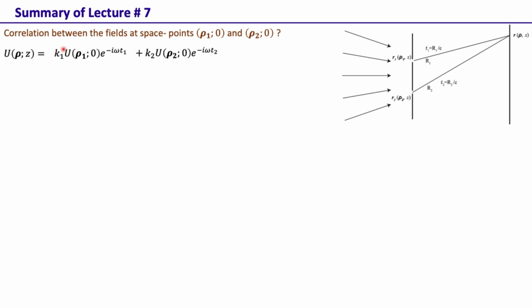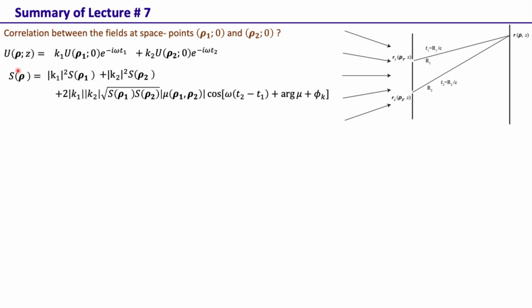So the field u(rho, z) is built from u(rho 1, 0) and u(rho 2, 0). There are these factors k1 and k2. These are the geometric factors that depend on the size of the slits that we put here. And this e to the minus i omega t1, e to the minus i omega t2, these are the phases acquired by the field because of the distances that they travel before reaching this point. If we take the intensity at this point by doing u star u, then we see that the spectral density at rho has contributions from the spectral density at rho 1, the spectral density at rho 2, and then this cross term.